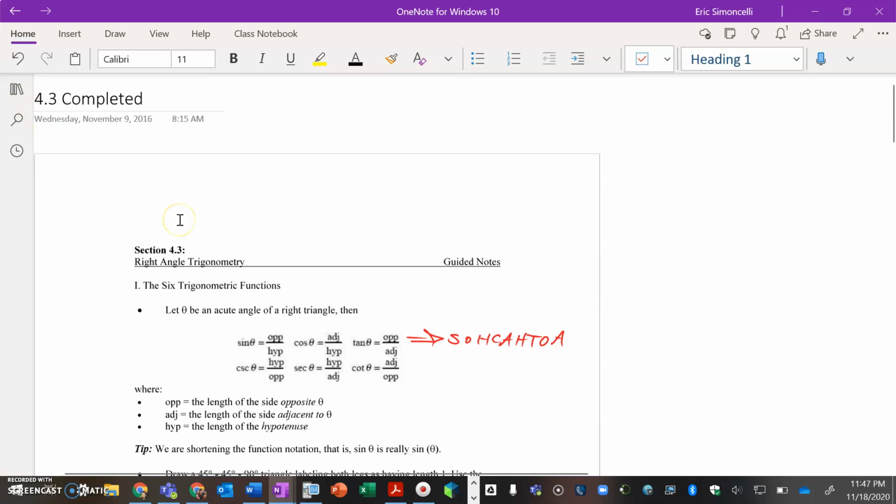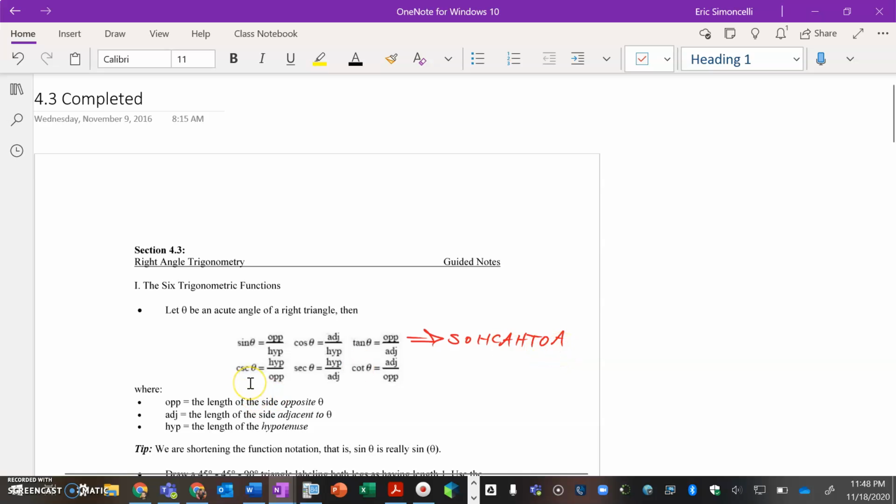Right Angle Trigonometry. The six trigonometric functions will kick off by letting theta be an acute angle of a right triangle, then sine of theta, cosine of theta, and tangent of theta. And if you recall, SOHCAHTOA is a very helpful way that we can remember this, such that the sine of theta is opposite over hypotenuse, so O and H. The cosine of theta is adjacent over hypotenuse, so A over H. And the tangent is opposite over adjacent, O and A.